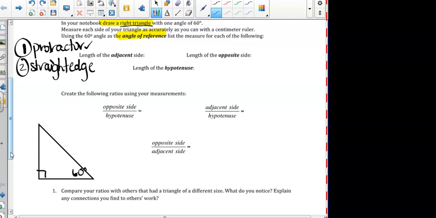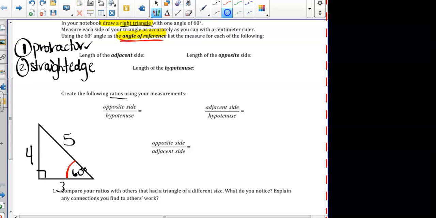We were then asked to measure the side lengths. So without measuring, I'm going to put some side lengths on this right triangle. Say that this length is 4, this length is 3, and this length is 5. So we were asked to create the following ratios. The opposite side is always with regards to the angle of reference. So in this case, our angle of reference would be the 60 degrees.